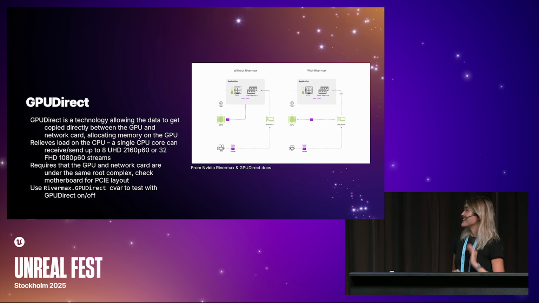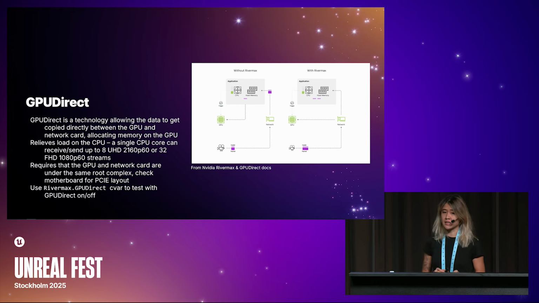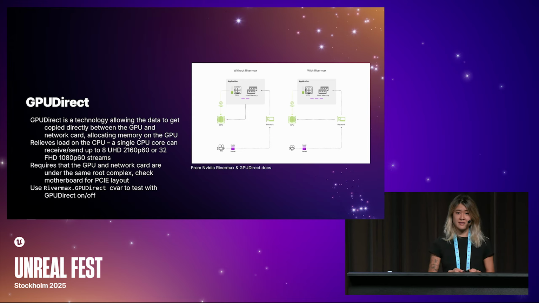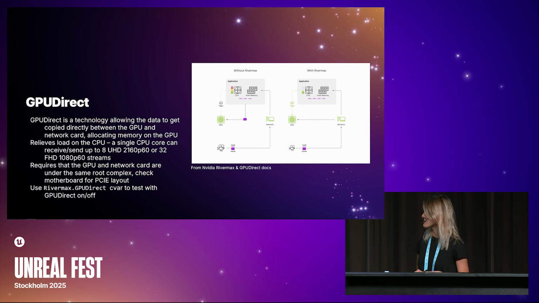It is important to consider that, to use this benefit, your GPU and network card need to be on the same bus. So check that they're under the same root complex. Check the motherboard manual for the layout to see which bus everything is on. And then there's a CVAR where you can turn it off globally in the engine. Or there are tick boxes on each of the inputs, or RiverMax sources, where you can tick whether to use it or not, but that's just a quick CVAR to test.